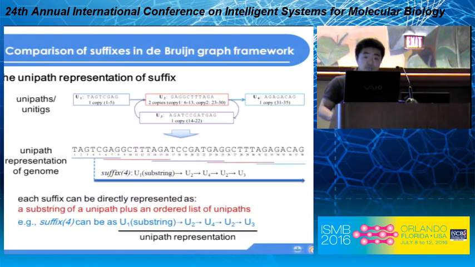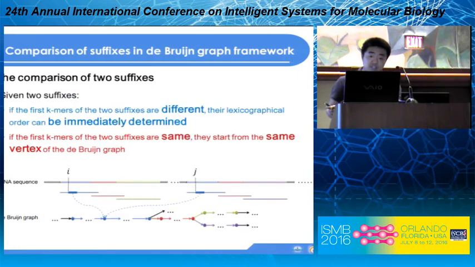With this definition, the input genome can be represented as a permutation of the unipaths. For example, in this case, the input can be represented as a permutation of U1, U2, U4, U2, and U3. Thus, any suffix of the input can be represented as a substring of a unipath plus the ordered list of unipaths. For example, the suffix starting at position 4 can be represented as a substring of U1 followed by U2, U4, U2, and U3. We call this the unipath representation of a suffix. And in deBWT, the suffixes are compared using this representation.